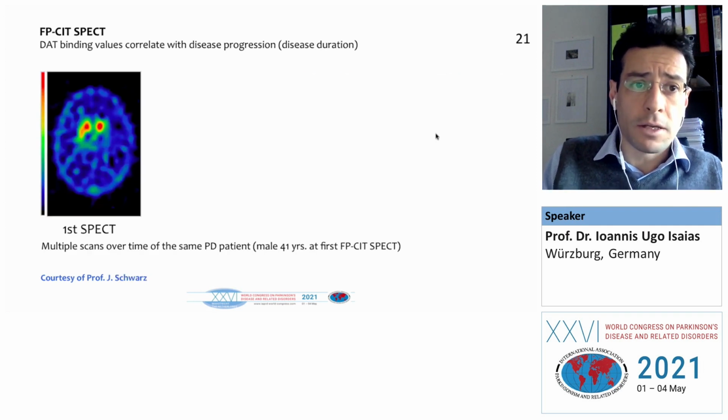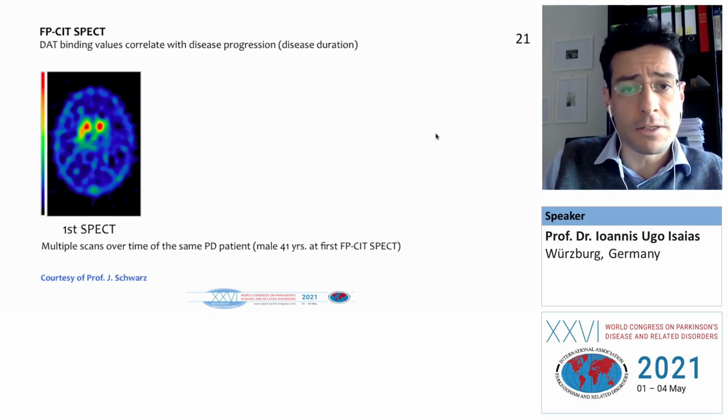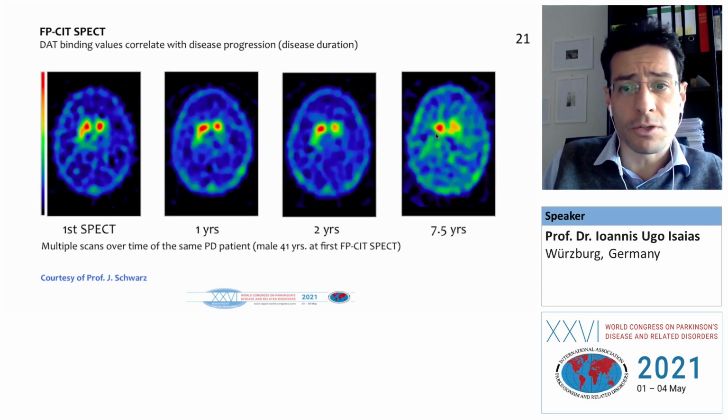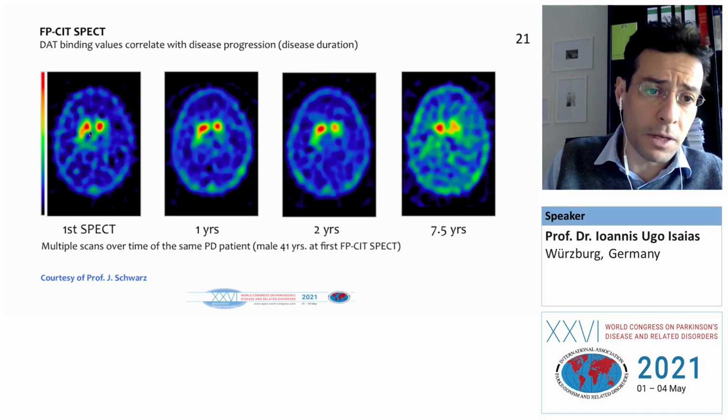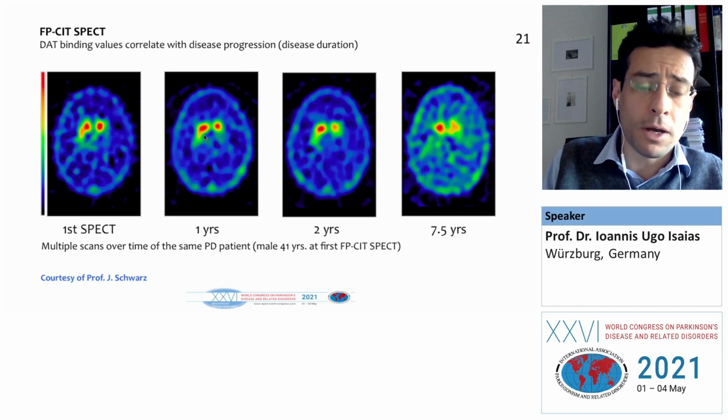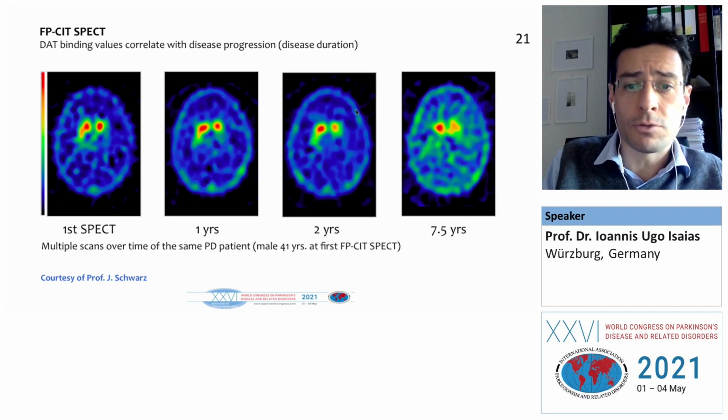These measurements, FP-CIT or DaTscan measurements, proved also of some value in addressing disease progression. Those are 4 images of the same Parkinson patient, a young chap of 41 years old. This is at the time of the diagnosis. Please notice again the asymmetry and the involvement of the putamen more than the caudate head. And again, 1 year after, 2 years after, and 7.5 years after.